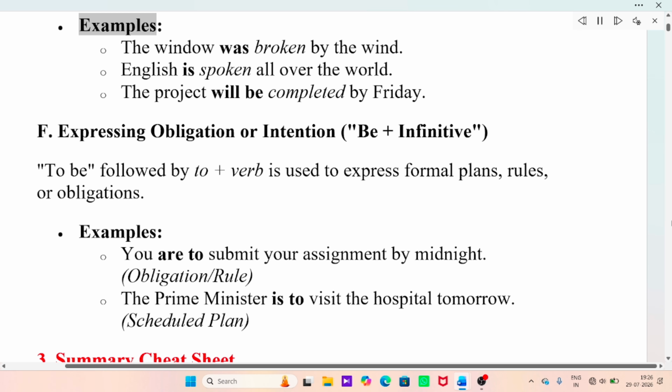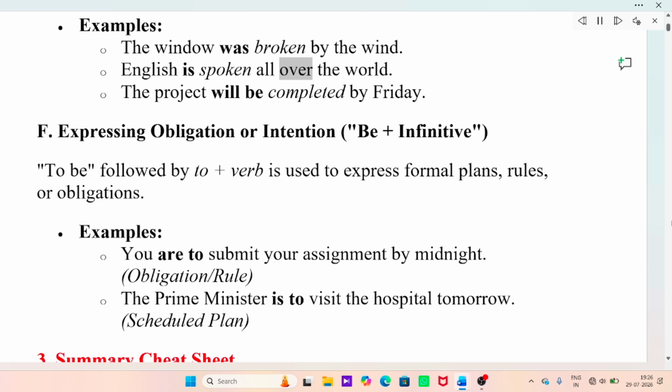Examples. The window was broken by the wind. English is spoken all over the world. The project will be completed by Friday. F. Expressing obligation or intention, be plus infinitive. To be followed by to plus verb is used to express formal plans, rules, or obligations. Examples. You are to submit your assignment by midnight. Obligation/rule. The Prime Minister is to visit the hospital tomorrow. Scheduled plan.